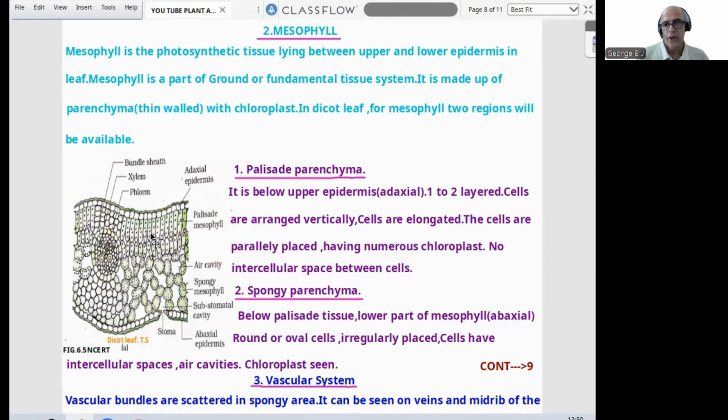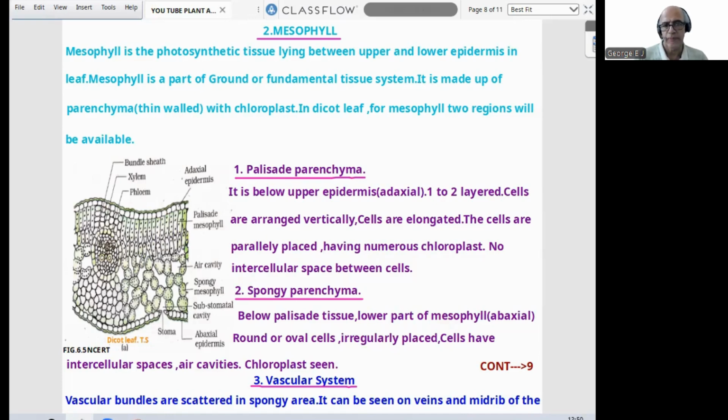Adaxial, 1 to 2 layers. Cells are arranged vertically. Here you can find the upper side. Cells will be arranged vertically. Cells are elongated and parallelly placed, having numerous chloroplasts, with no intercellular space between cells. Very clear in the diagram.